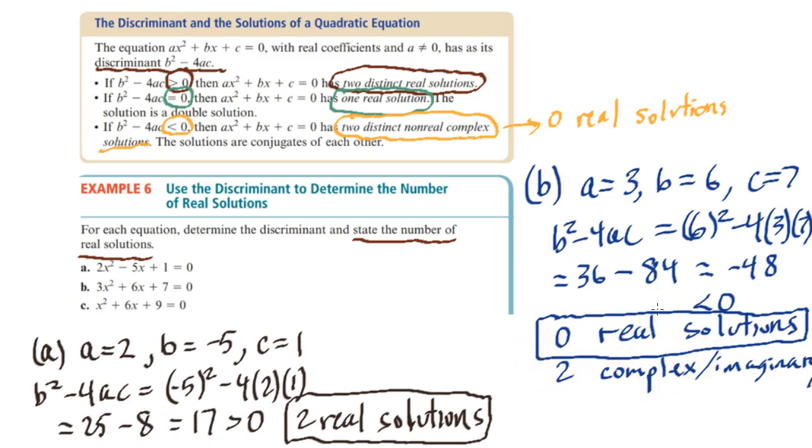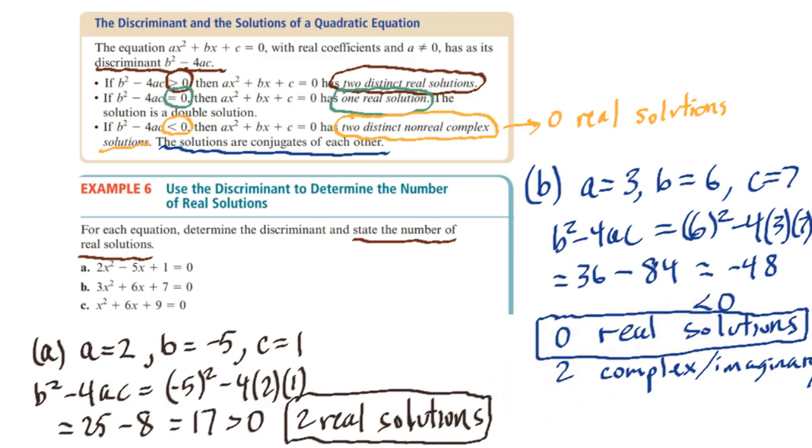Another thing that they mention is the solutions are conjugates of each other. I would encourage you to look that up. They discuss this in the text. We're not going to emphasize that too much in the class, but you may want to look into that. But for this, we're looking at real solutions, so 0 real solutions.